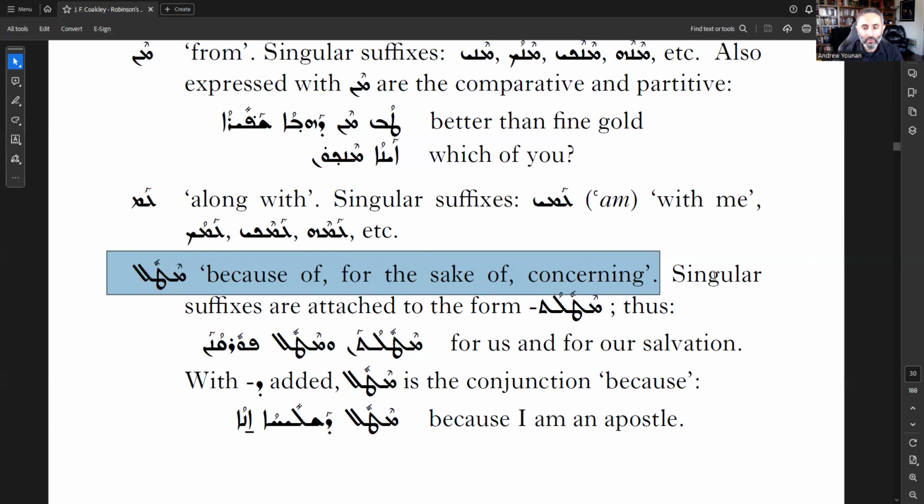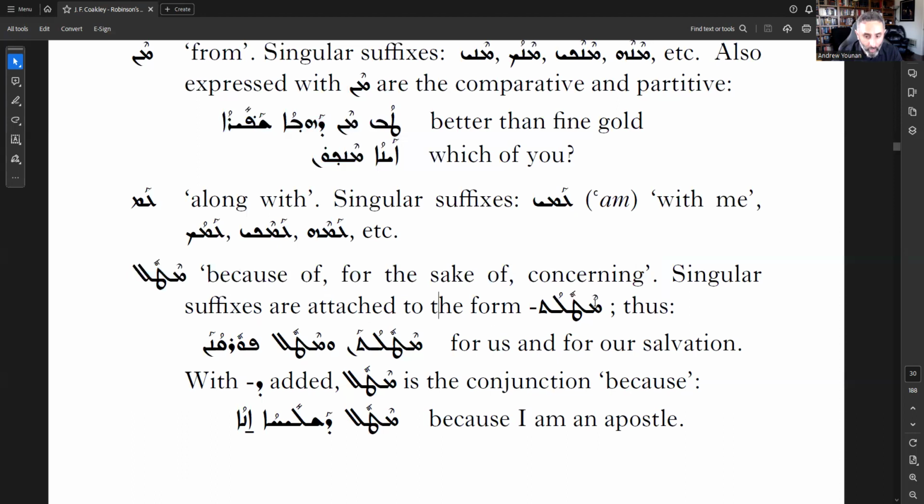Okay, singular suffixes. If you want to say because of him or because of me, the form slightly changes. You wouldn't say muttolan. You would add this tau at the end, muttolathan. So muttolathi, muttolathach, muttolathe, and so on. So there's a special form when there are suffixes. Muttolathan umuttul portanan, for us and for our salvation.